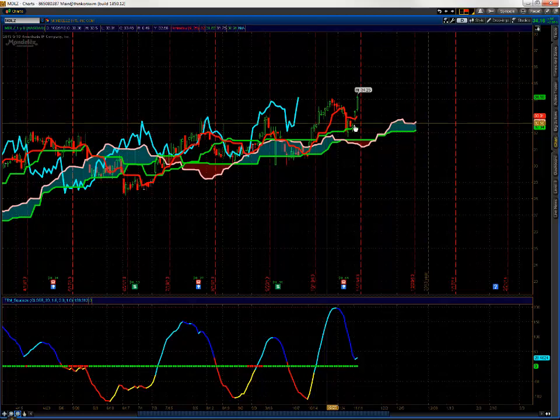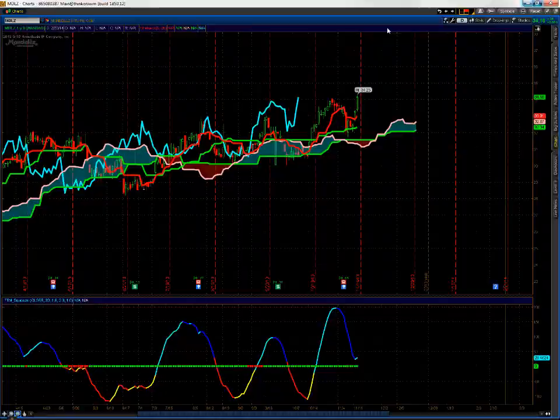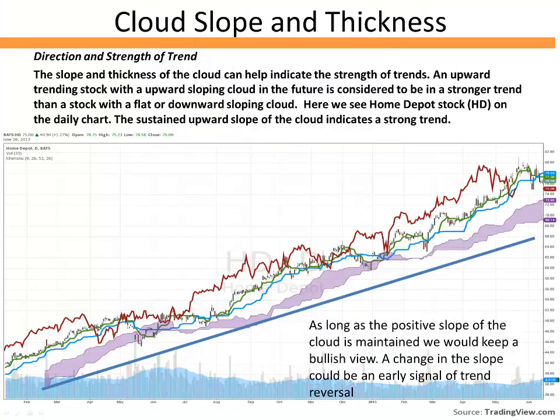But if you wanted to trade MDLZ, you could buy 33 with a stop under 32, or you could buy 32 with a stop under the cloud, okay? It just gives you your resistance and support. Unusual option activity and the cloud takes the motion out of the game. Okay, it takes the motion out of the game.